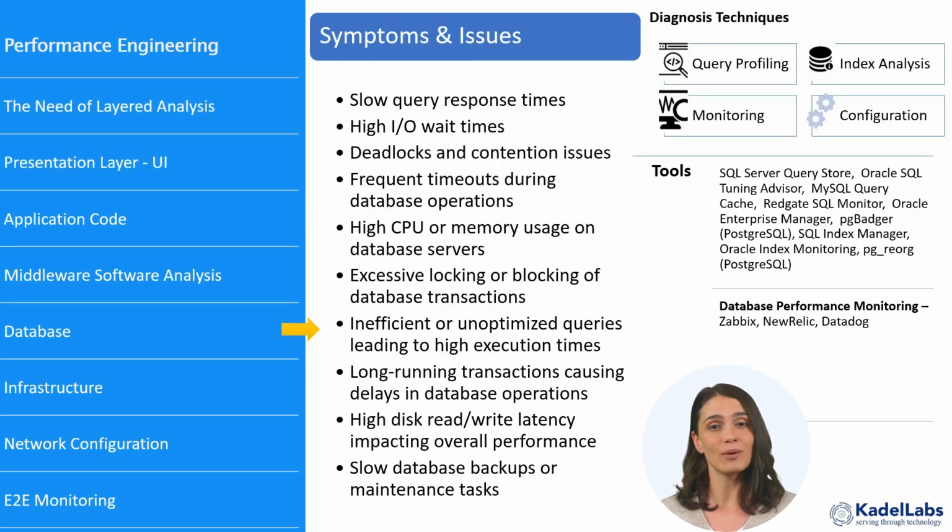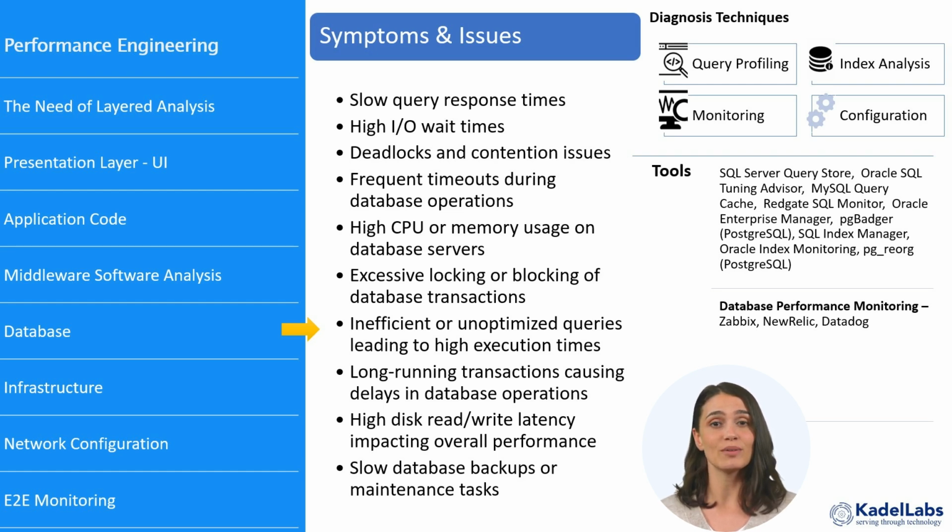Now let's look at the database, which is at the core. Let's begin by identifying the key symptoms that could signal potential database performance problems. Slow query response times are often the first indicator. When queries take longer than expected, it can slow down your entire application. High I/O wait times are another critical issue, as excessive waiting on disk operations can create bottlenecks, stalling your system.